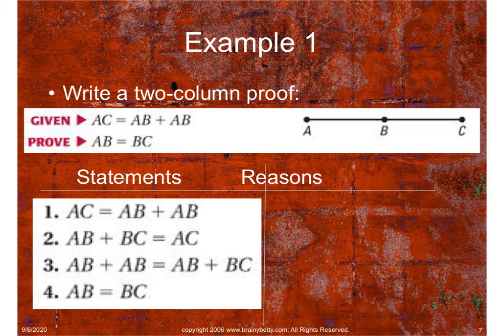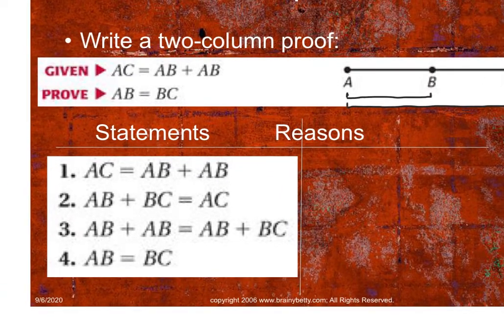So, example 1, write a 2-column proof. What's given is that AC equals AB plus AB. So in this line segment, this distance right here from A to B, if you were to double it, you would get the distance between A and C. And it's saying use this to prove that the line segment AB has the same length as the line segment BC. So in order to do that, it gives us the proof, okay?